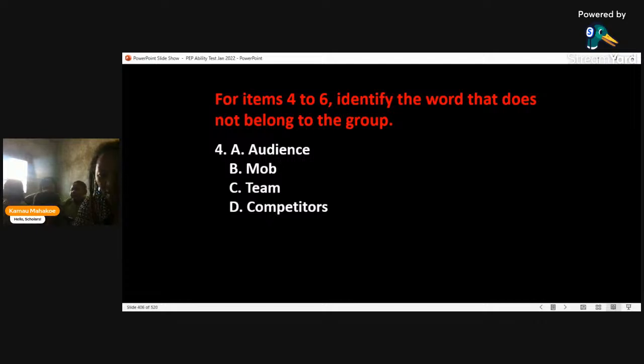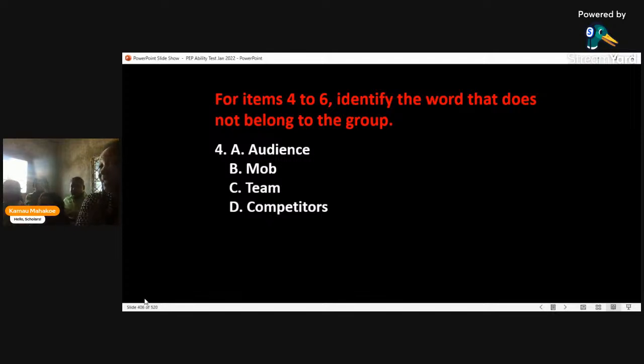And the rest of them, it's like when you are working together. The team and the competitors. Yeah, like we're competing with something. Same thing. The mob isn't watching anything. The team isn't watching anything either.